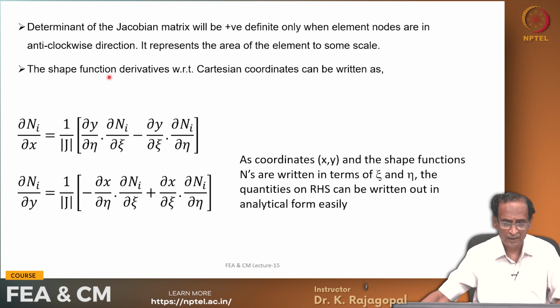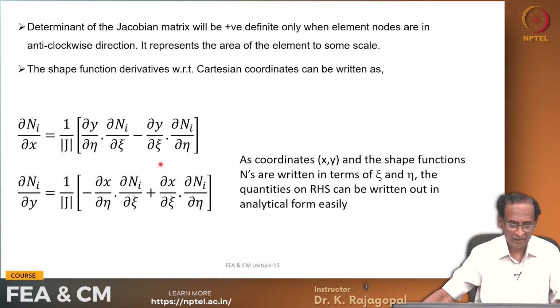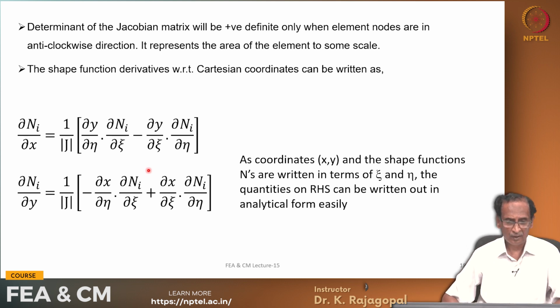and the shape function derivatives with respect to Cartesian coordinates can now be written like this: dou N by dou x, dou N by dou y, in terms of all the other parameters. Okay. And all the quantities on the right hand side we can actually write out in analytical form when we are programming. It's very simple to program.